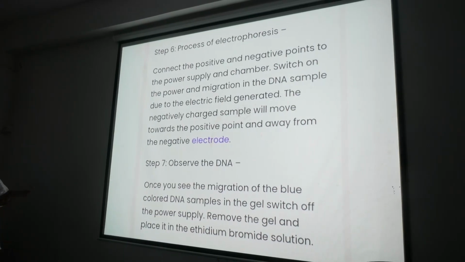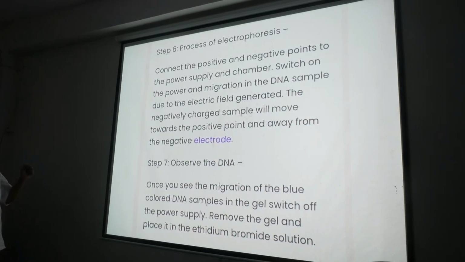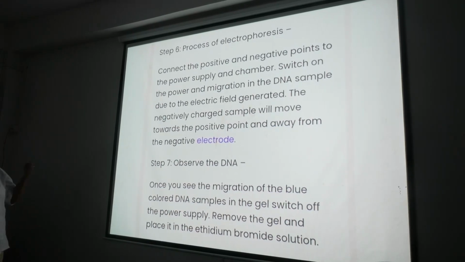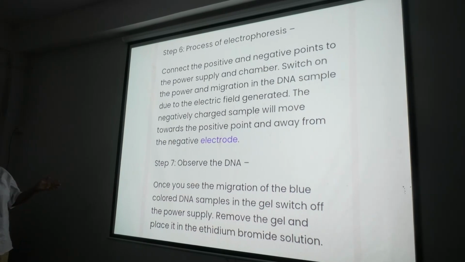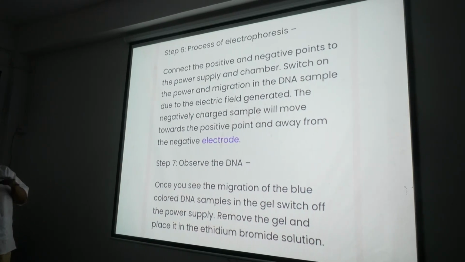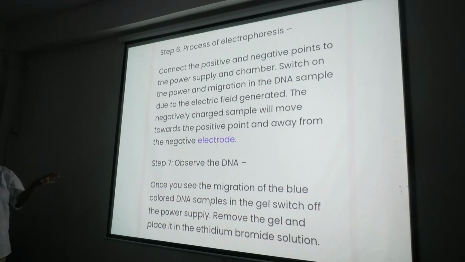Process of electrophoresis: connect the positive and the negative points to the power supply and chamber, and switch on the power. The DNA sample migrates due to the electric field generated, and the negatively charged sample will move towards the positive point and away from the negative electrode. The basic principle is the same for all kinds of electrophoresis.